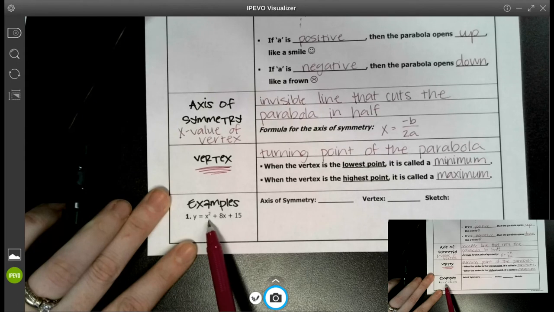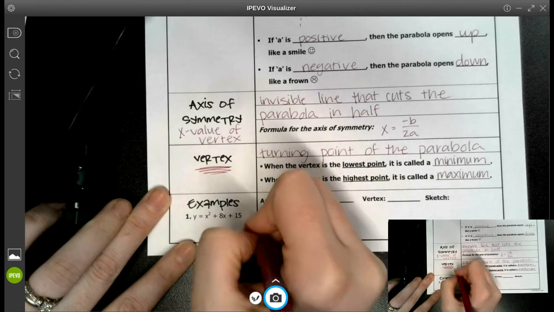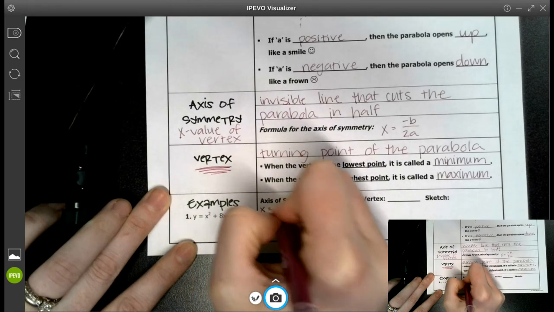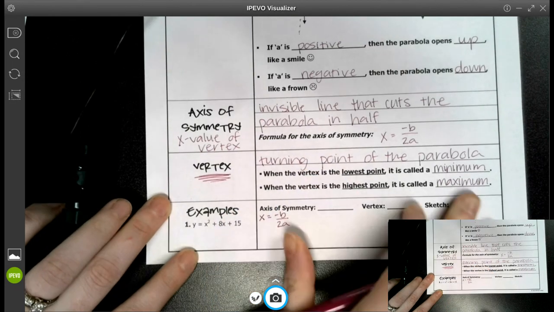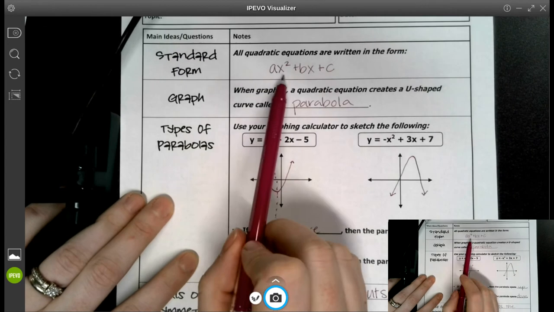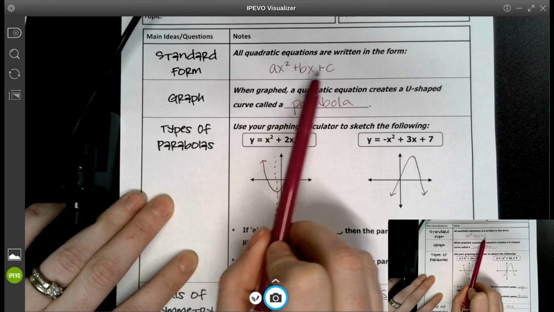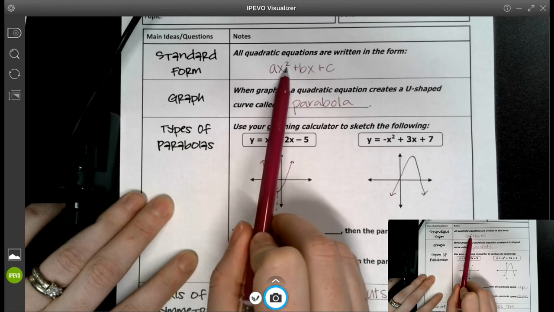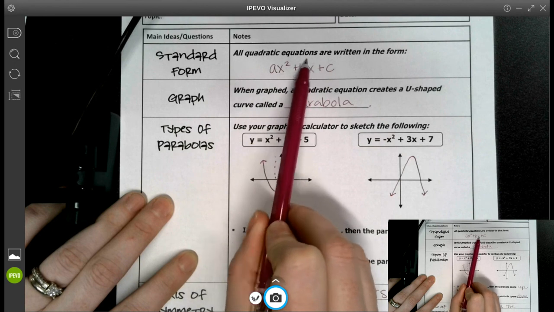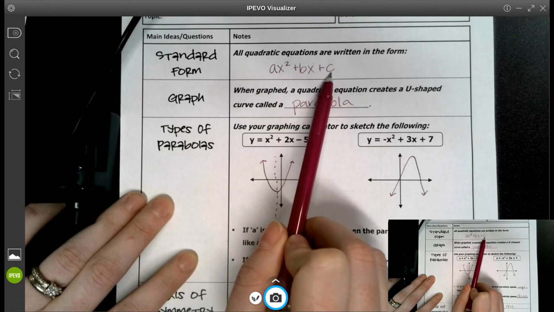If I've got the equation x squared plus 8x plus 15, the first thing I want to be able to find is my axis of symmetry, the x value of my vertex. So I'm going to do x equals negative b over 2 times a. Okay, and again, my standard form is ax squared plus bx plus c. So my a value is the coefficient of my squared term. My b value is the coefficient of my x term. And my c value is the constant, always.